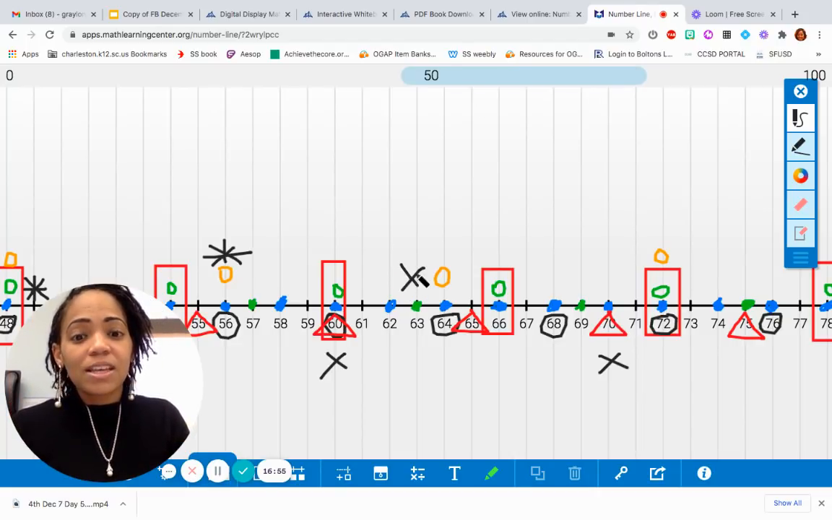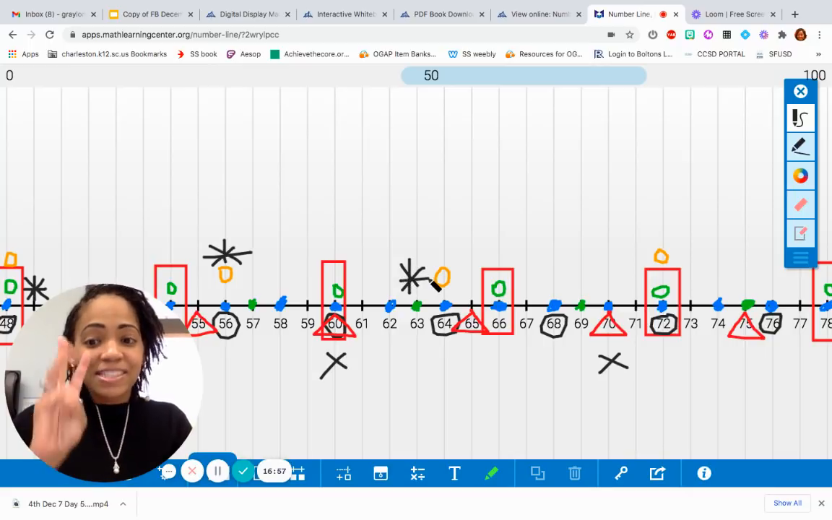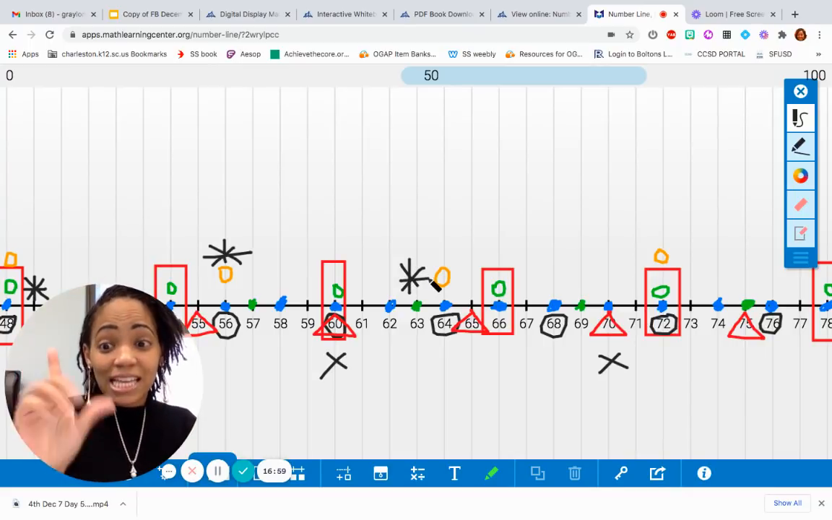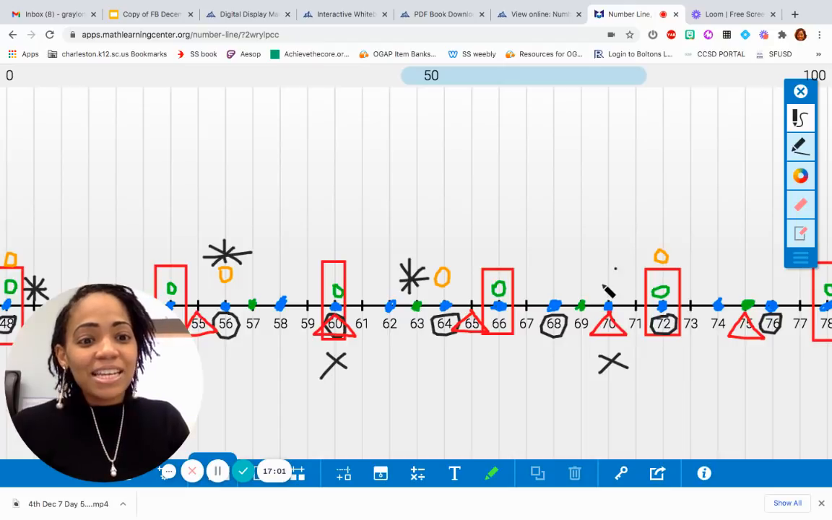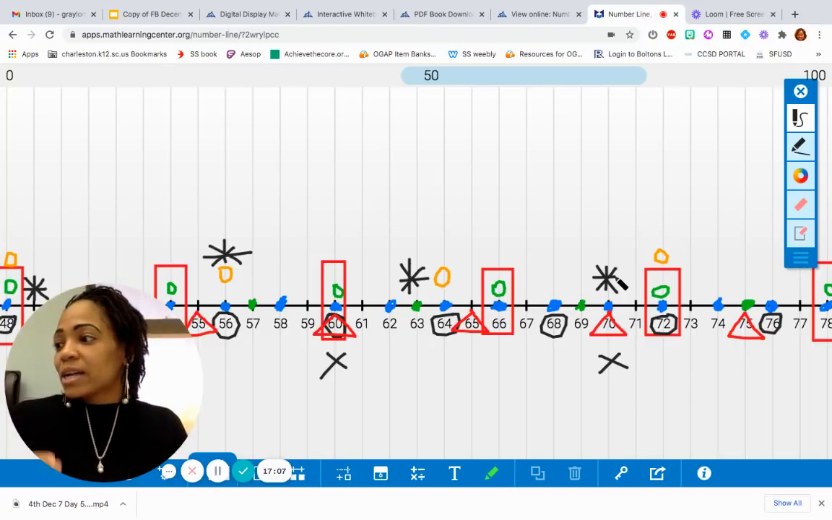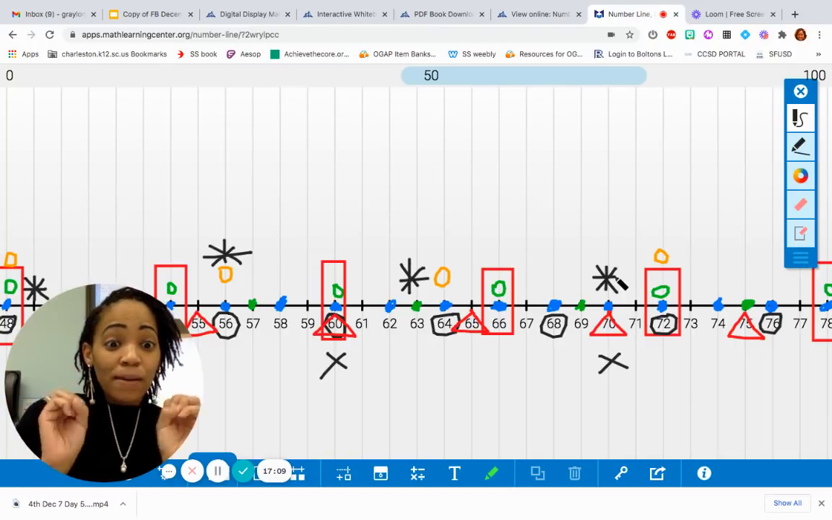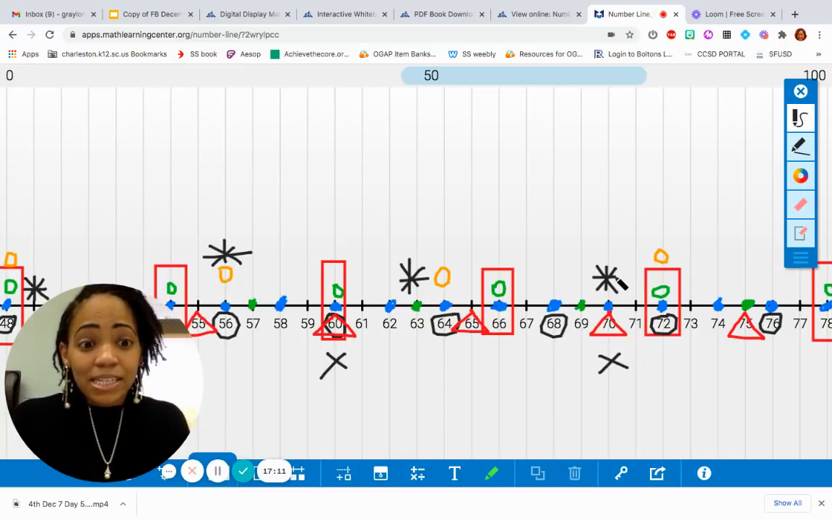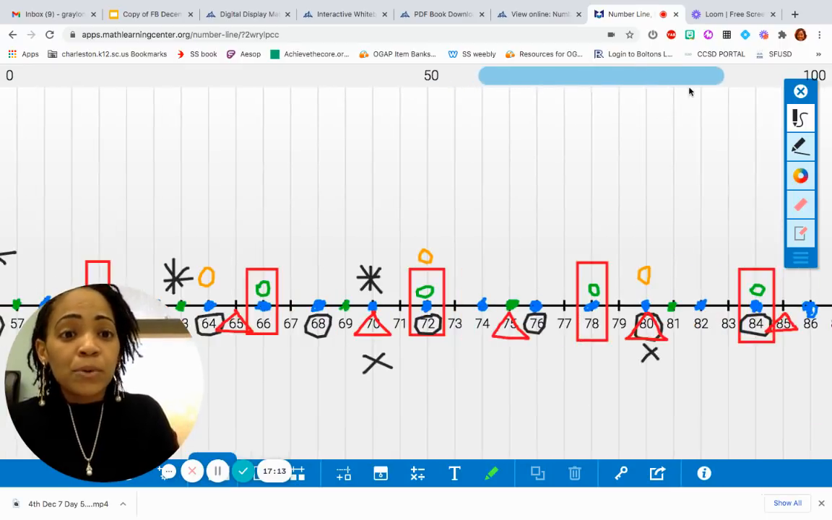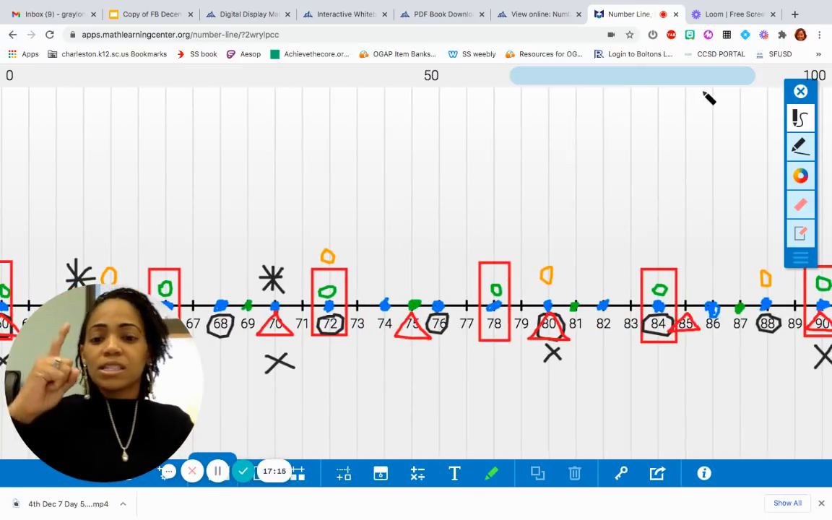63. 70. So how many have we marked so far? If you were paying attention, you should know it right off top. Good. We marked 10 so far because 7 times 10 is 70. We're getting very close. We're almost there. Let's continue.